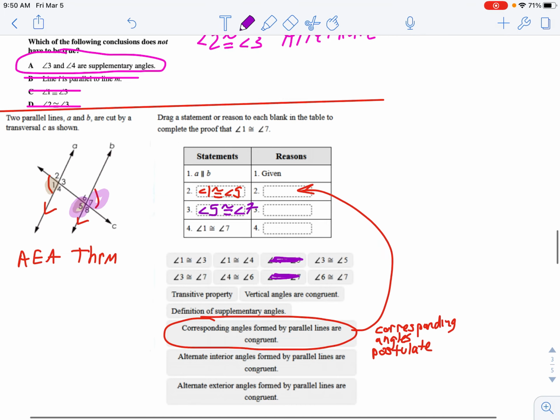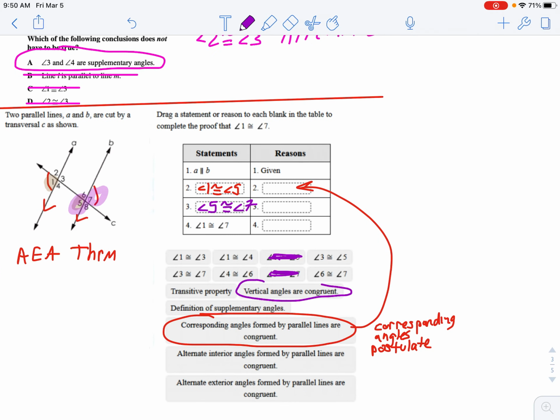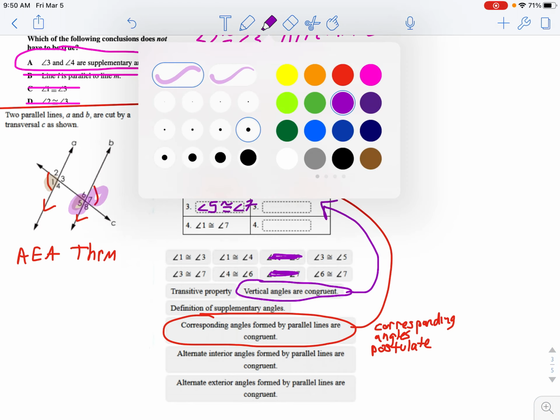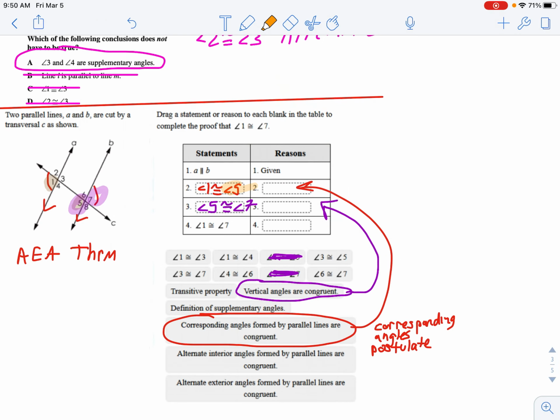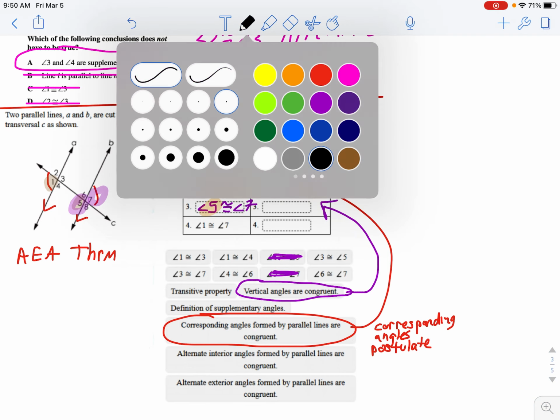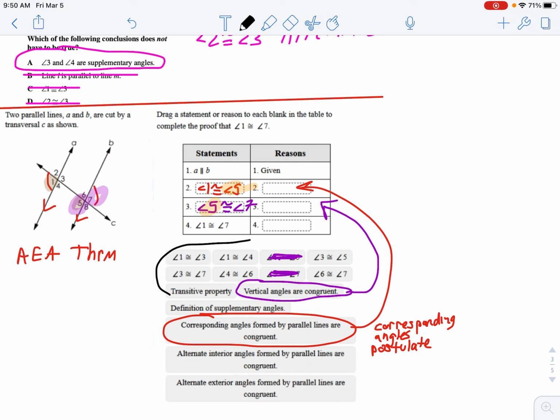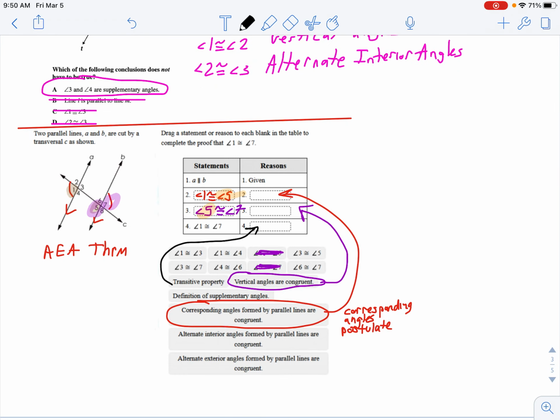Because they're vertical angles. Vertical angles are congruent. We sometimes say vertical angles, sometimes we say vertical angle congruence theorem, whatever it may be. And then realize, since angle 1 is congruent to 5, angle 5 is congruent to angle 7, angle 1 is congruent to angle 7. We've talked about this a lot in the past, but it's the transitive property. Bada bing, bada boom, and that is that.